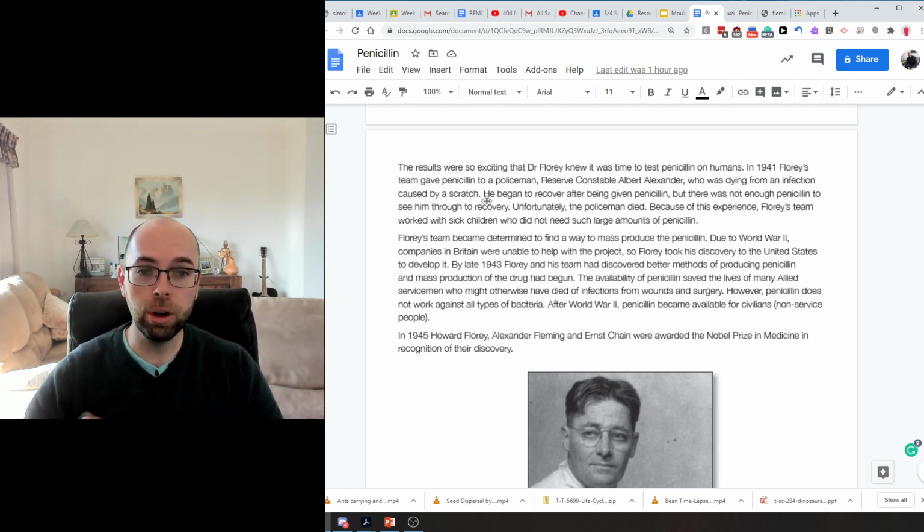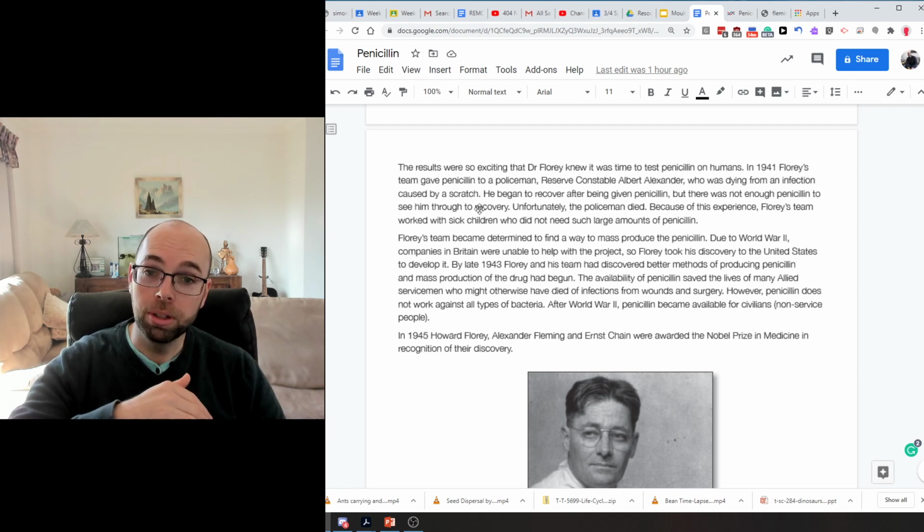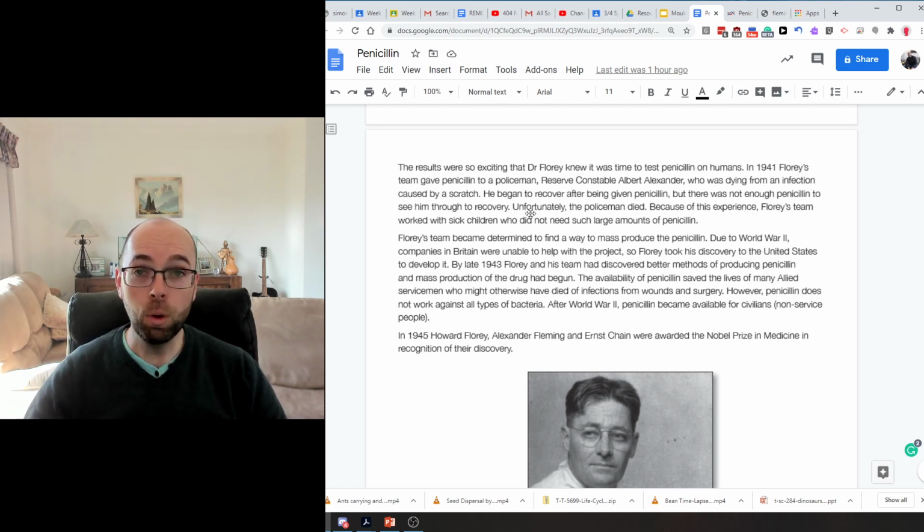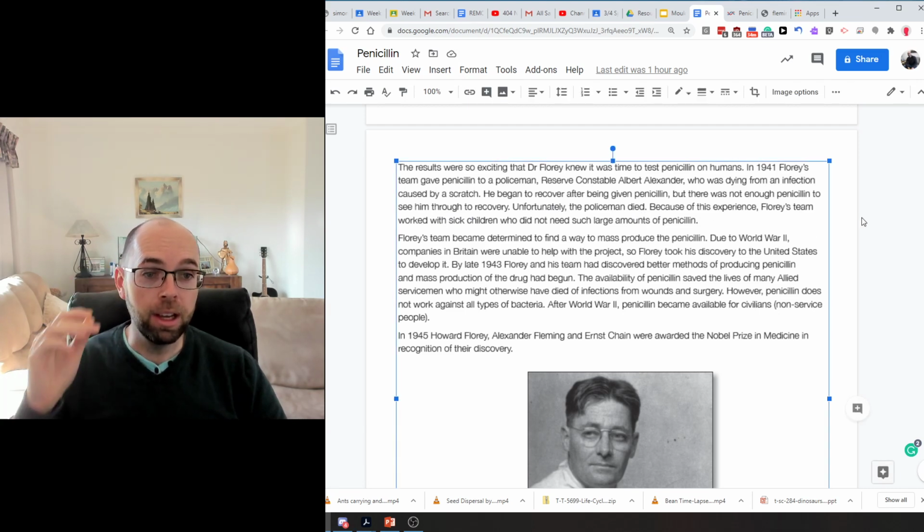Okay, so they were going to test this on a human. This policeman who got a scratch. He was dying. He began to recover after being given penicillin. So the policeman started to get better. But then they ran out. There was not enough penicillin to see him through to recovery. Unfortunately, the policeman died.